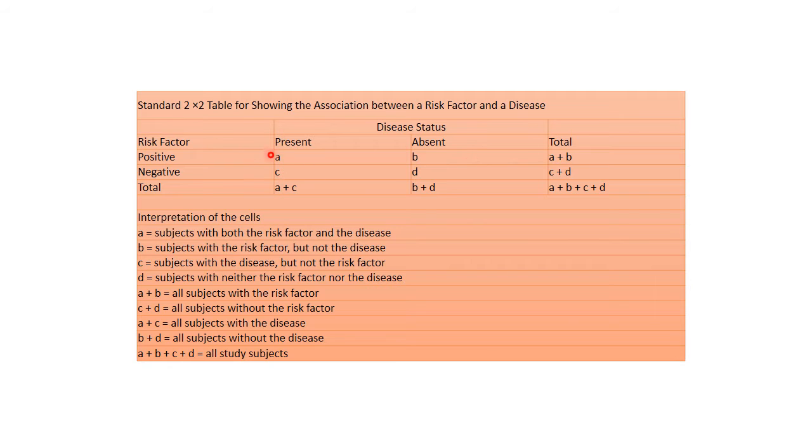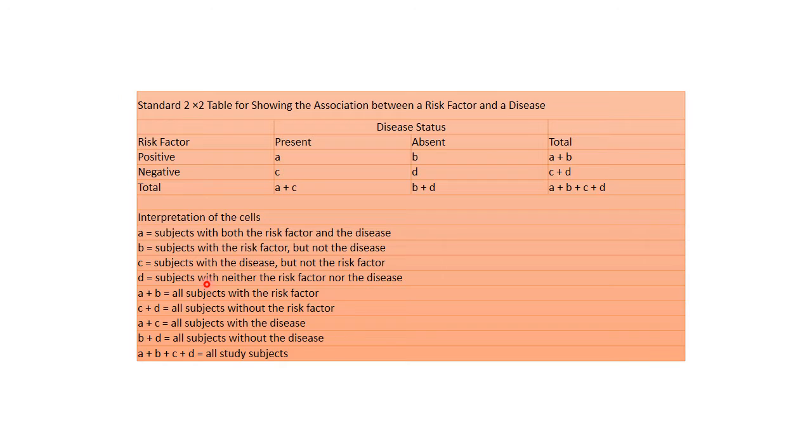So A, in this case, would be all subjects who have both the risk factor and the disease. B would be subjects who had the risk factor but did not develop the disease. So if you're looking at smoking and lung cancer, they smoked, but they did not develop lung cancer. C would be subjects who had the disease but not the risk factor. People can develop lung cancer without ever having smoked. And D would be people without the risk factor or the disease.